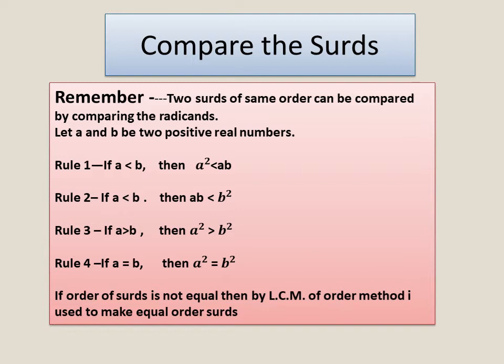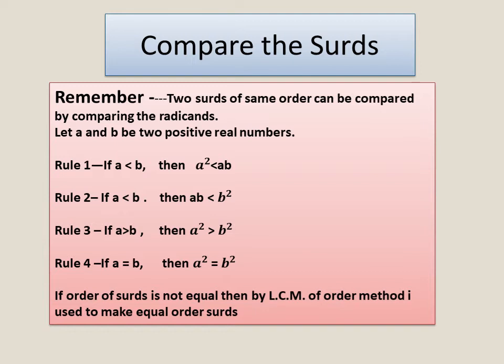Now here I have written: let A and B be two positive real numbers. For comparison, a minimum of two numbers is required, so these two are taken. Now for this, what is the first rule? If A is less than B, then A square is less than AB, since both sides are multiplied by A. Second rule, if A is less than B, then AB is less than B square. Here we multiply both sides by B.